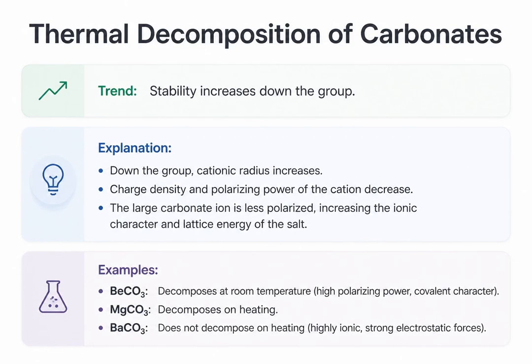The carbonate ion is large and easily distorted. At the top of the group, the tiny beryllium ion severely polarizes the carbonate ion, weakening the bonds within the carbonate itself. As a result, beryllium carbonate is so unstable it decomposes at room temperature. But as we move down to barium, the large barium ion has very low polarizing power. It leaves the carbonate ion alone, forming a highly ionic, incredibly stable lattice that won't decompose even under strong heating.